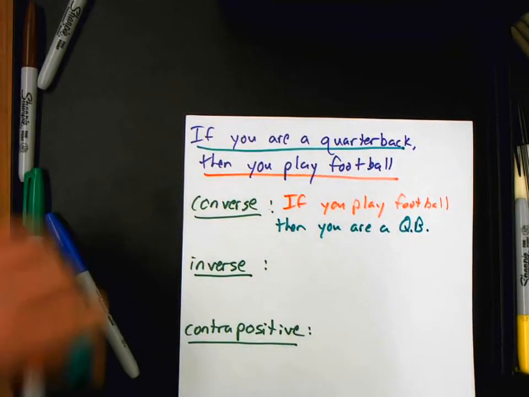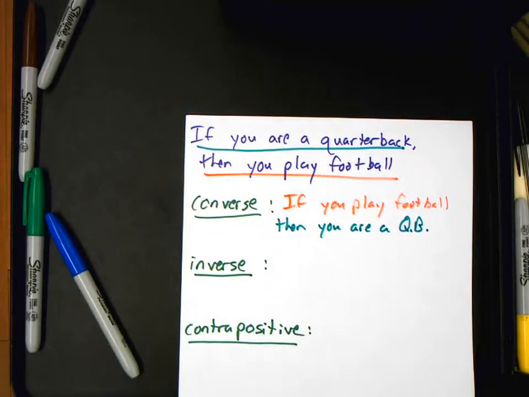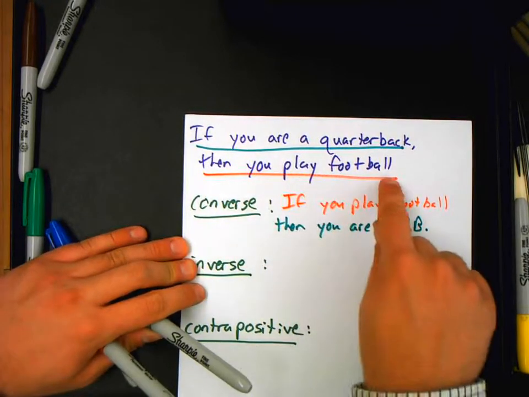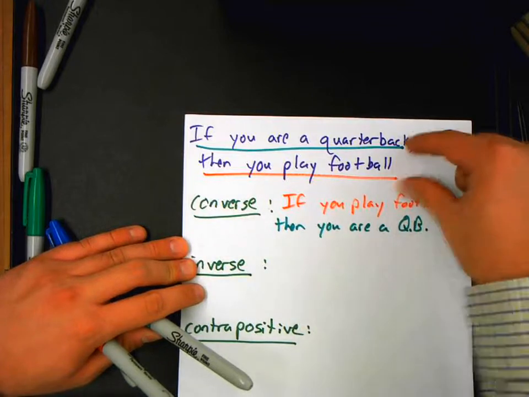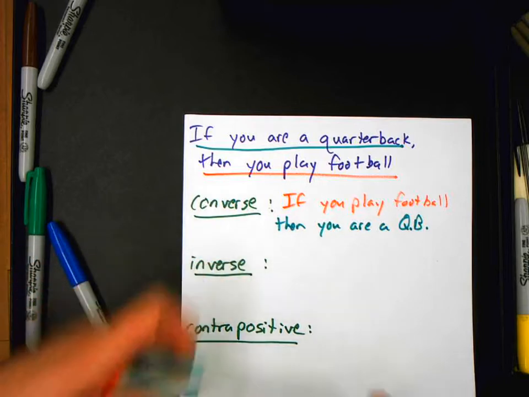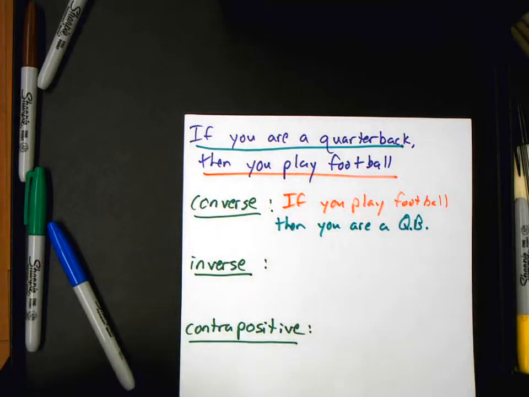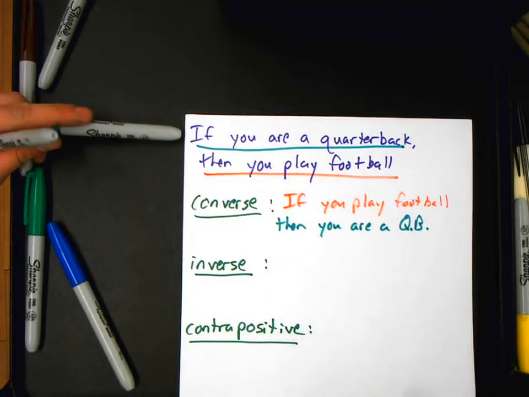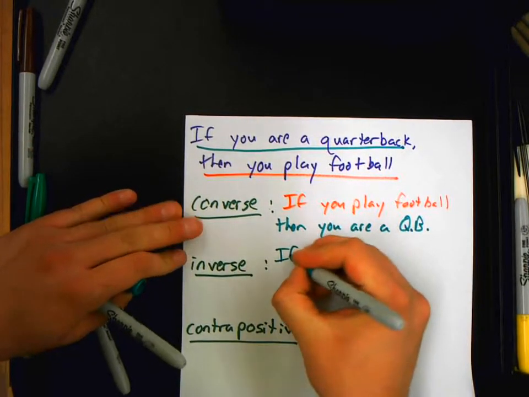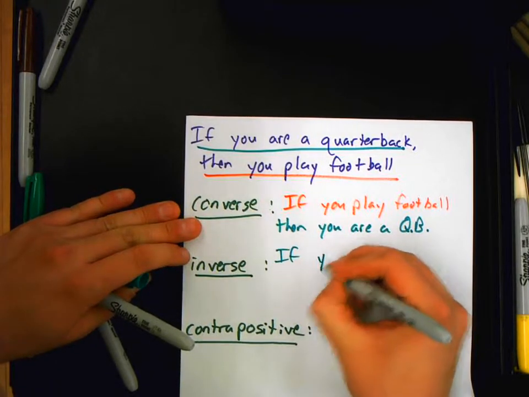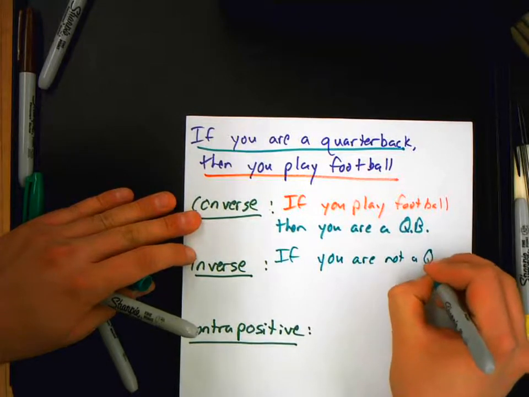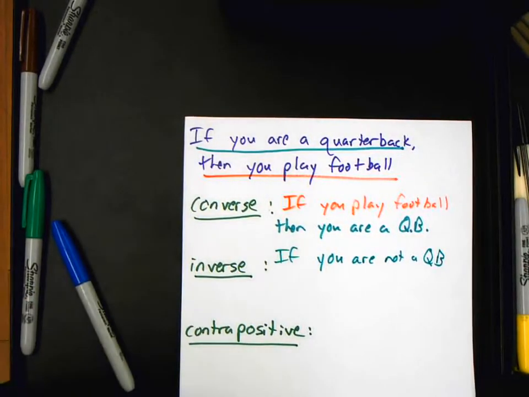You keep your if-then where they are. You will always have if first and then second. The only thing I'm flipping is my hypothesis and conclusion in order to get my converse. So instead of if you are a quarterback, then you play football, it reads if you play football, then you are a quarterback. And the inverse, you take your conditional and you just put not in front of both of them. So it would read if you are not a quarterback, then you do not play football.